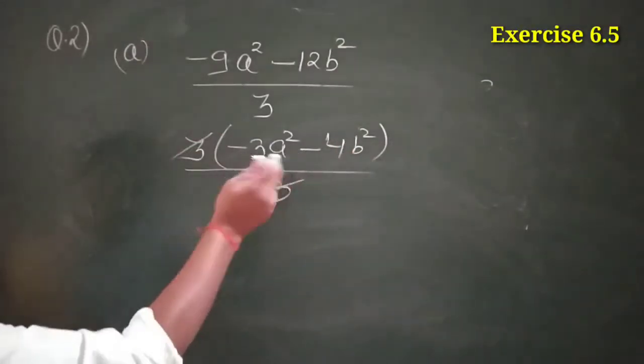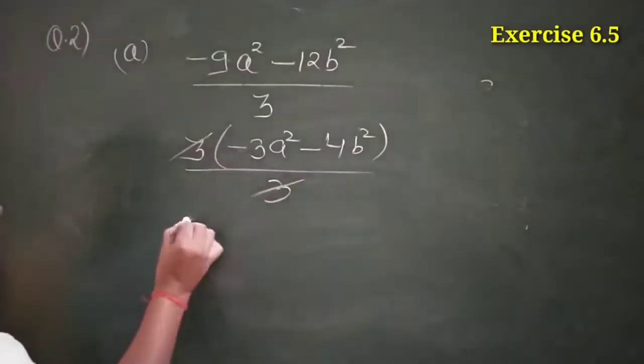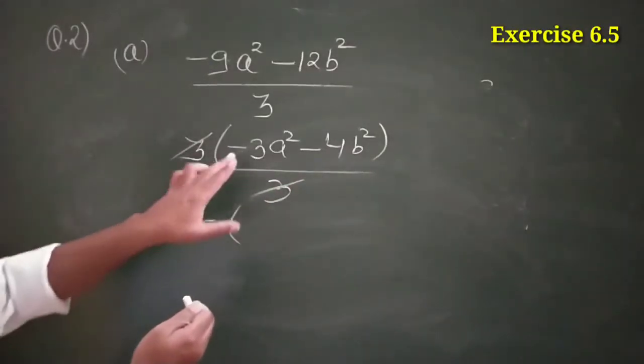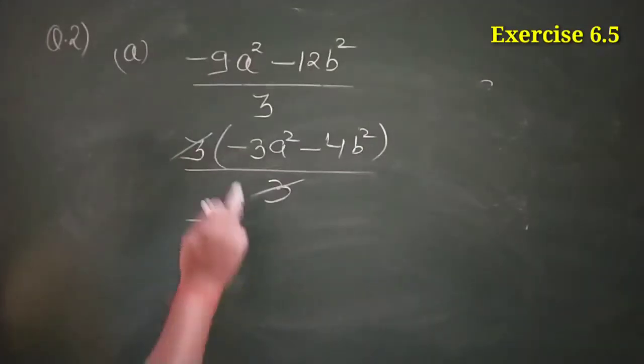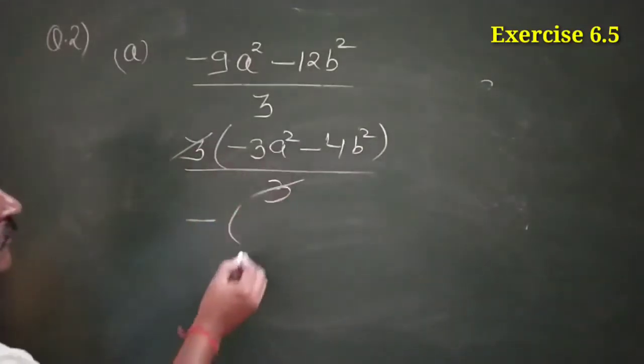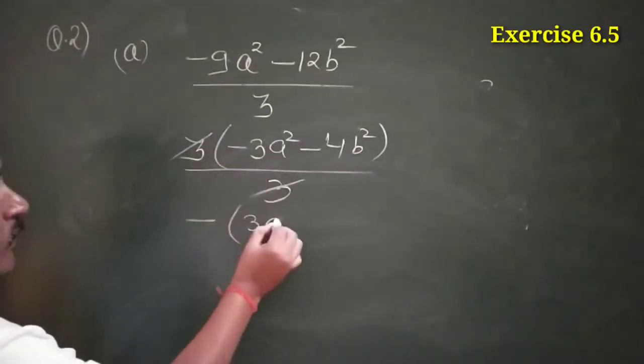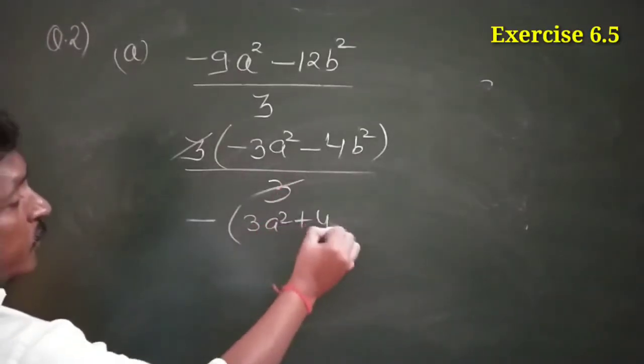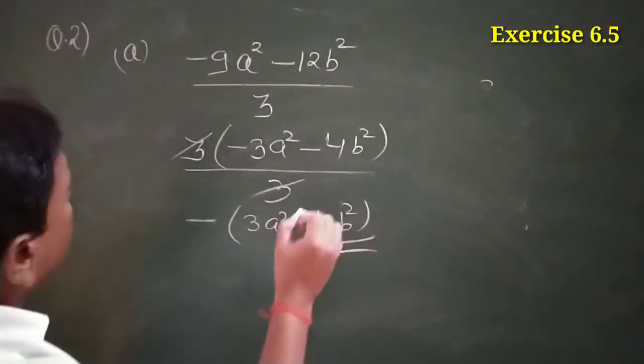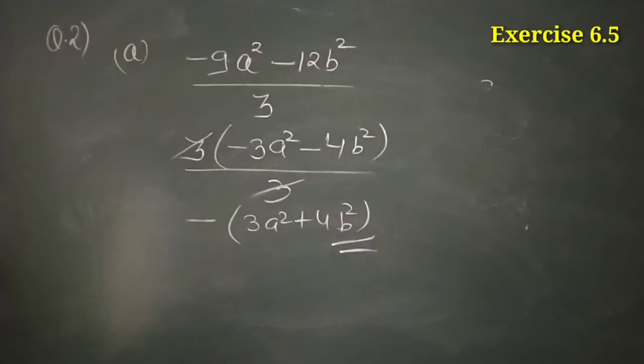We can still take out something common. We can take out the minus sign. If I take out the minus sign from this bracket, then the signs of the terms will change. Minus will become positive. This is also positive. Okay? In this way you have to do question number 2. Note it.